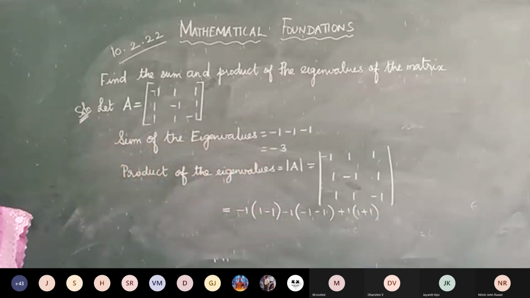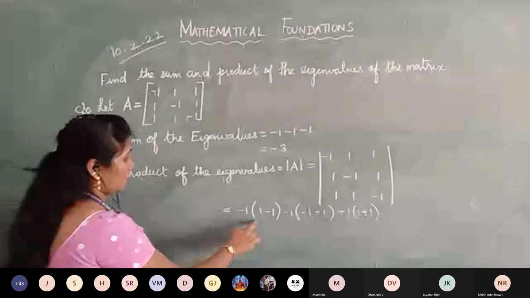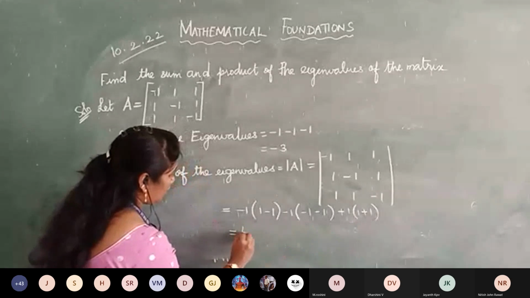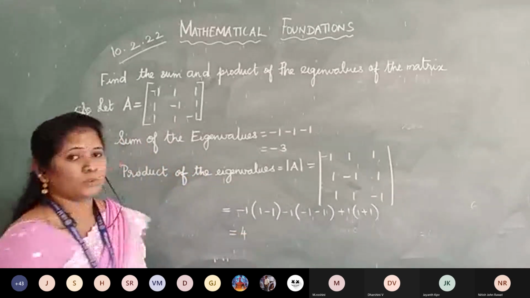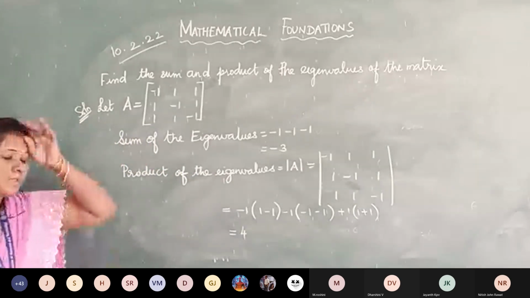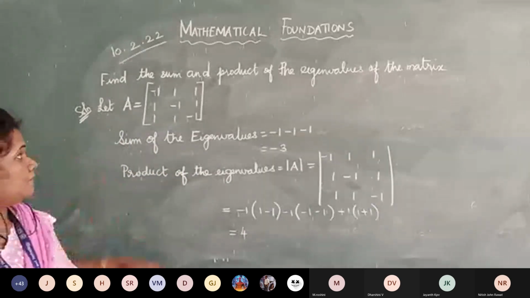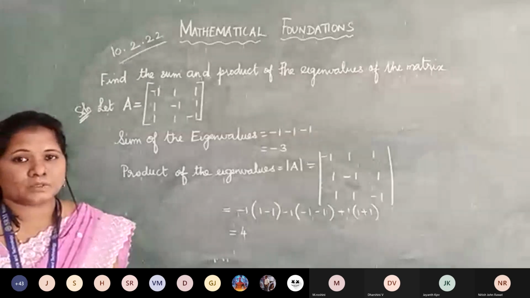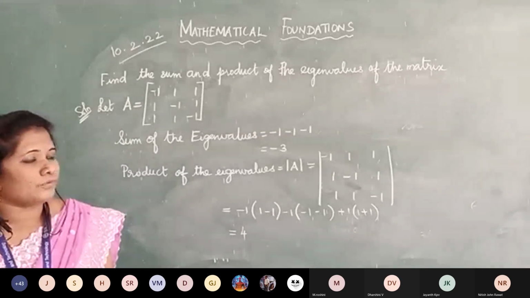So what do you think? Find it and tell me. Minus into minus, here it becomes 0. Here it will become 2. Here also 2. So your product of the eigenvalues is equal to 4. Okay. So this is how you find the sum and product of the eigenvalues of a matrix.